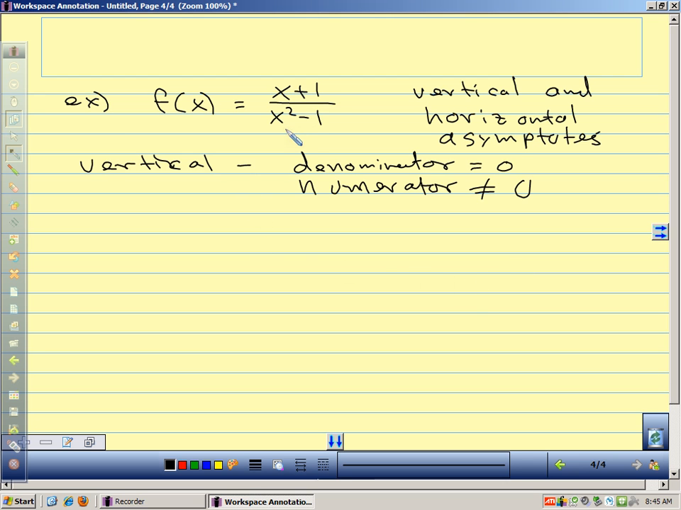So if we know that plus or minus 1 makes the denominator 0, what would make the numerator 0 at the same time? Negative 1. So at x equals negative 1, we get a hole, because the numerator and denominator are 0 at the same time. So x equals 1 is a vertical asymptote. How about the horizontal asymptote? And that's going to be the only one. That's the only other value that makes my denominator 0.